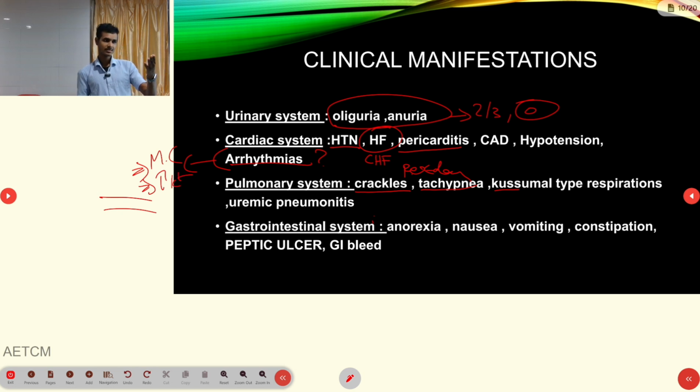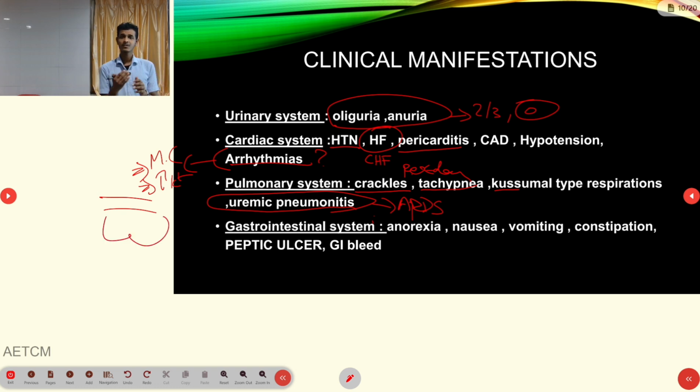Then the pulmonary system, as we told: crackles and tachypnea because of pulmonary edema, and Kussmaul's type of respiration because of metabolic acidosis. Uremic pneumonitis is one of the causes of ARDS, acute respiratory distress syndrome. Uremic pneumonitis is a rare condition. It affects the wall of your alveoli, so the permeability is disturbed. High permeability is caused, so fluid easily reaches your alveoli.